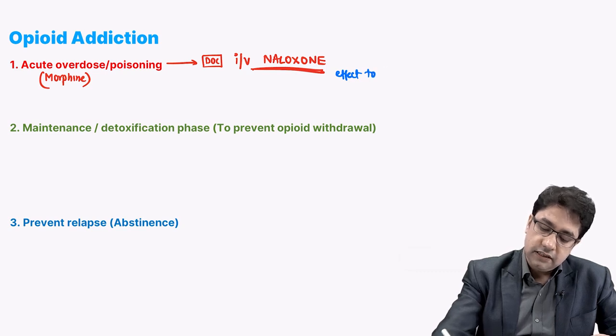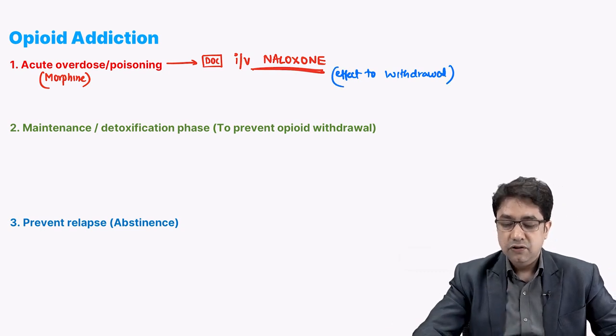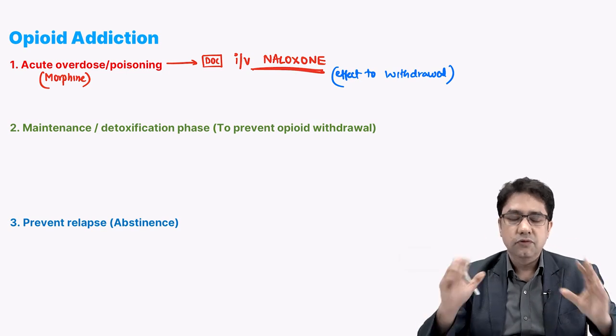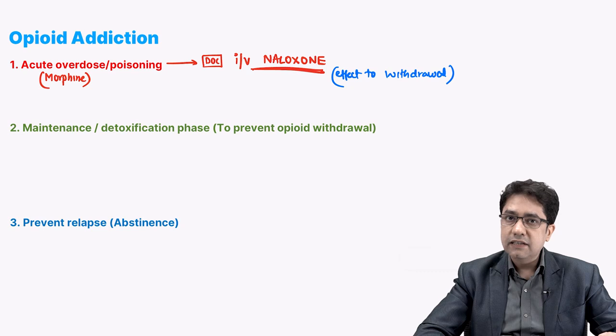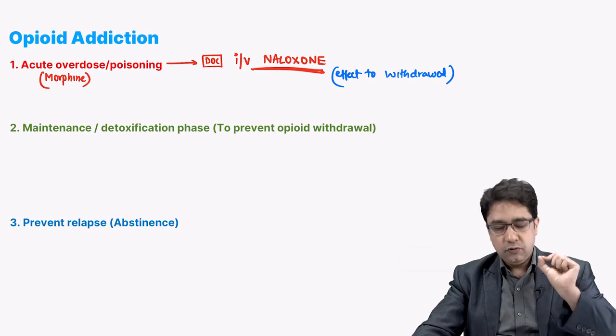That means it causes respiratory stimulation. It will cause mydriasis. It will not produce convulsions. So effects like withdrawal will come, and the person will start breathing. That is why the overall antidote of opioid poisoning is naloxone.